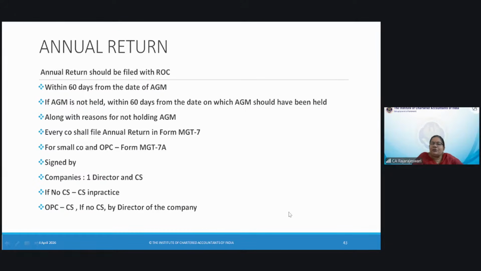Every company has to file the annual return within 60 days after the meeting is held. They have to file with the ROC the annual return in MGT 7. We are talking about management and administration. So if the meeting is held on, say, 1st September, then from the date of the annual general meeting, the company has to file this MGT 7.